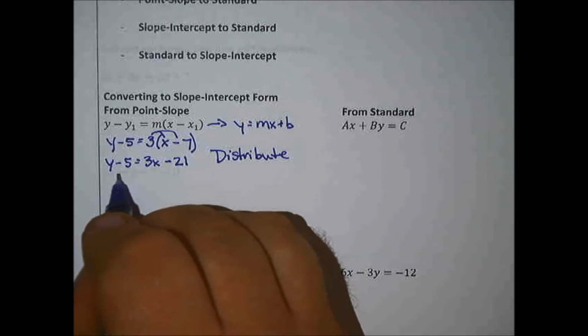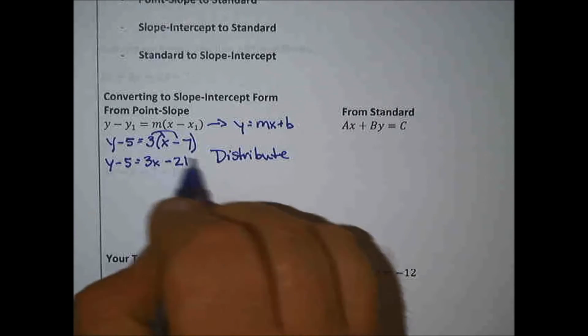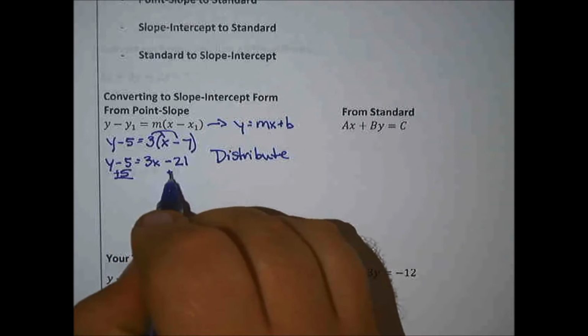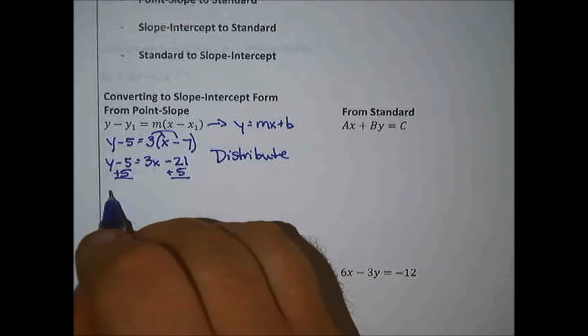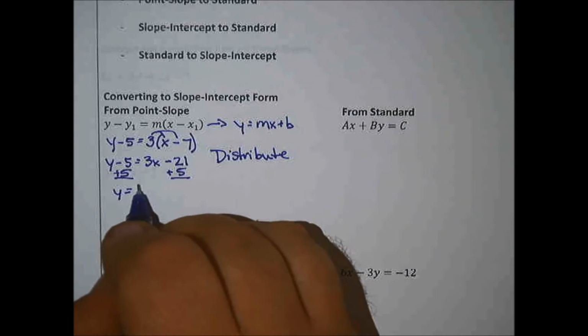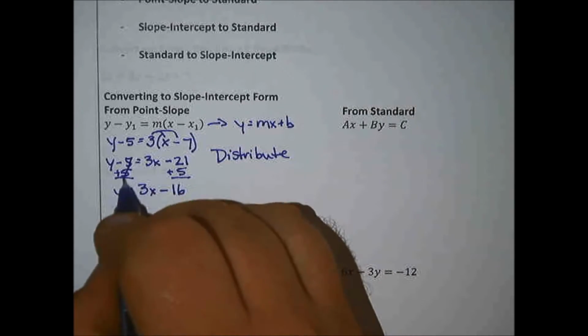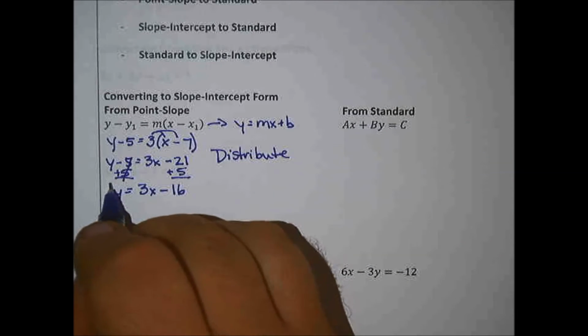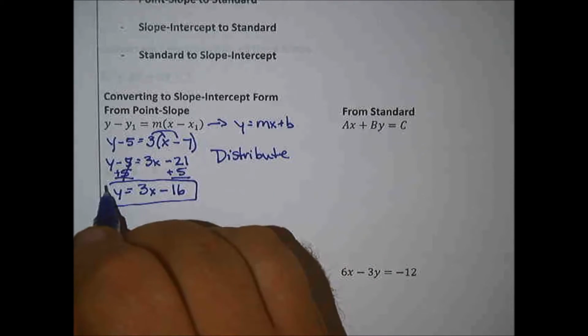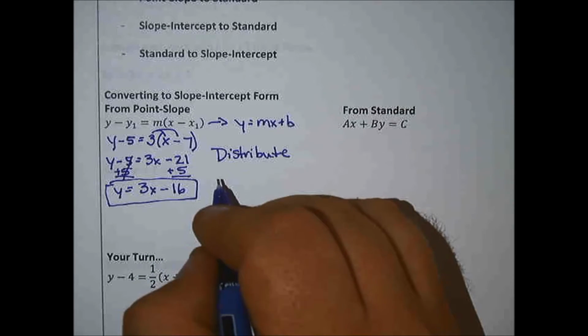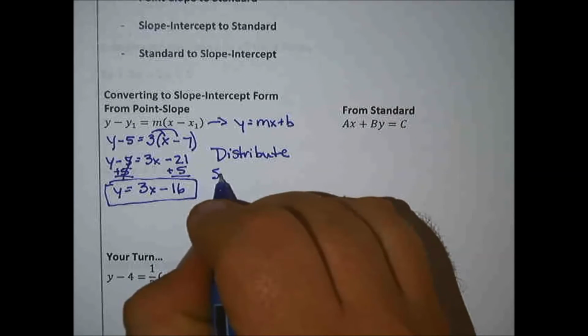and then the next thing I want to do is take this 5 over there. It's a negative 5, so I'll add 5. So I have y equals 3x minus 16. Those go away, and that'll be my answer. That's in slope-intercept form. And that last step, all I really did was solve for y.